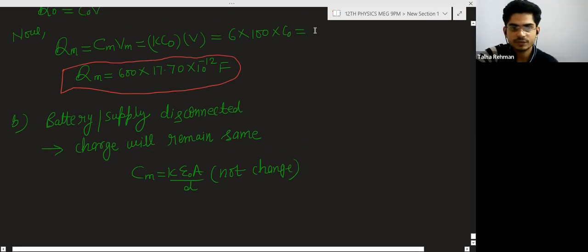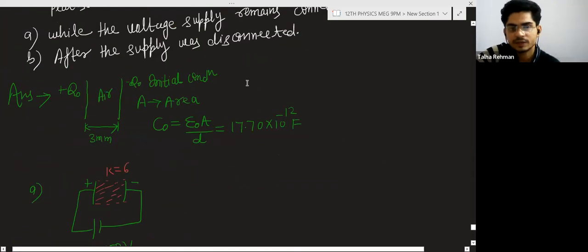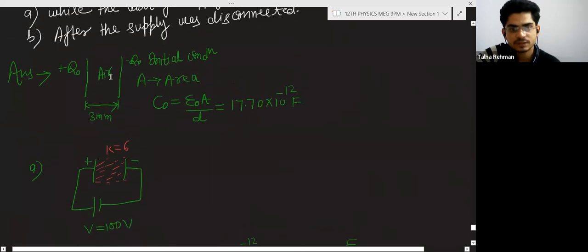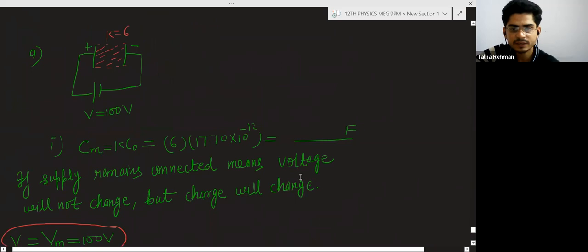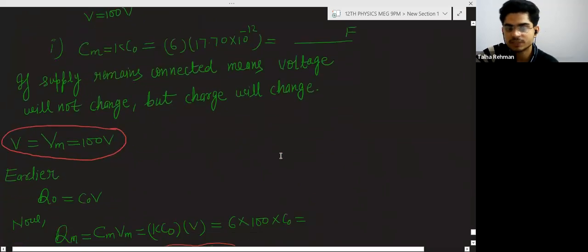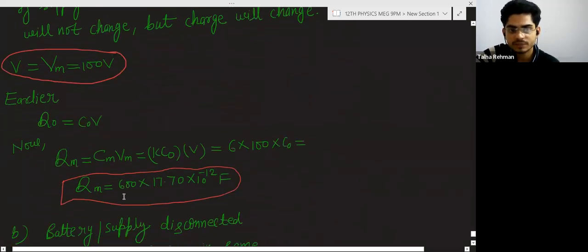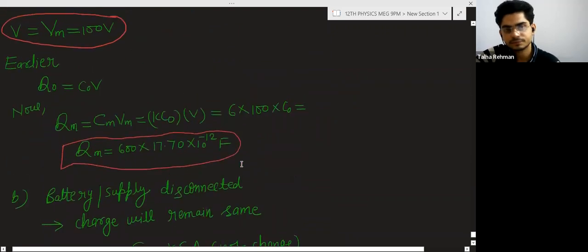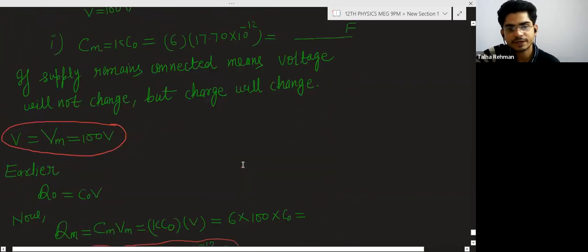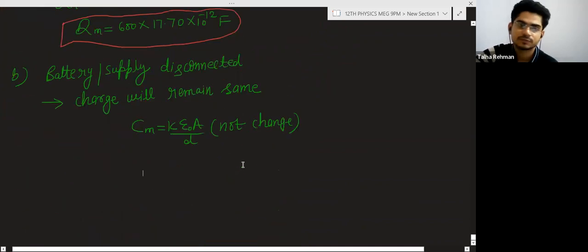So here you can see that. First is while the voltage supply remains connected. Voltage supply remains connected means voltage will not change, but charge will change. So here voltage remains the same and charge will change. And here what happened? After that we have disconnected the battery.